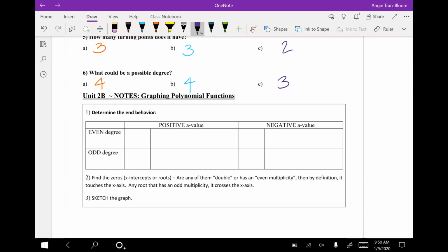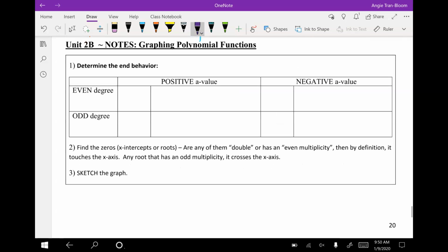Now we are going to graph it. Now I'm going to give you the equation and you're going to sketch them out. Ready? Graphing polynomial functions. First, we need to know how to determine the end behavior. Do they go the same ways? Do they go opposite ways?